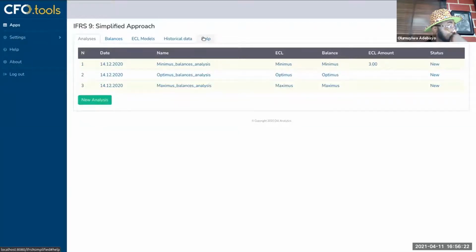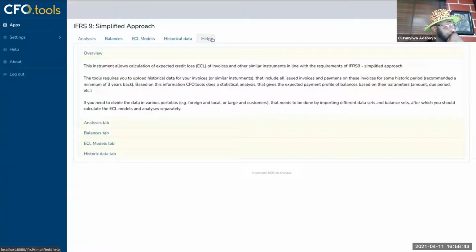An analysis is prepared by sequentially working through these tabs from the right to execute the required steps that lead to the final result. The algorithm takes the input data, constructs a loss rate curve based on the historical losses, and applies this curve to the balances to compute expected credit loss. The rightmost tab is the Help tab. It contains the essential information to assist with the use of the system and understand the details of the operations performed in the other tabs.